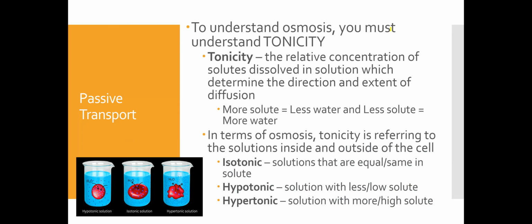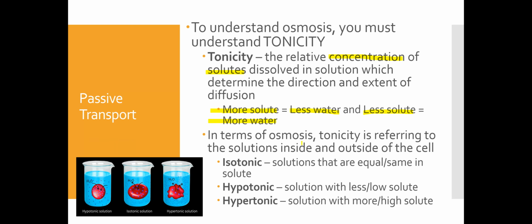Now, in order to understand osmosis, because it's kind of a big deal for cells, this is one of those homeostatic mechanisms. We have to maintain water balance. So to kind of fully understand osmosis, we have to understand tonicity, which is the concentration of solute. Okay, this is important. The concentration of solutes dissolved in that water, and then how much that is going to affect their diffusion. Okay, so you need to understand that if there's more solute, there is less water, because water is our solvent, right? If there is less solute, there is more water.